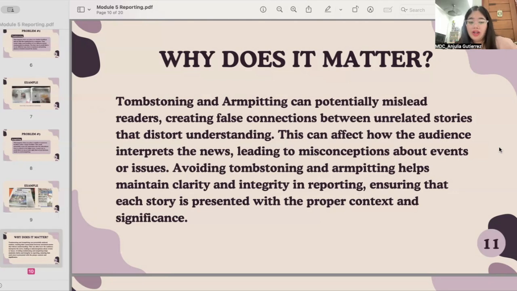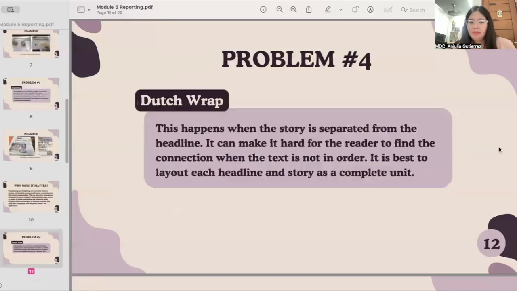So avoiding tombstoning and armpitting helps maintain clarity and integrity in reporting, which ensures that each story is presented with the proper context and significance. So what matters here is that each story has proper context and that nothing will be misconstrued here. So the fourth pitfall that we have is called the Dutch wrap.